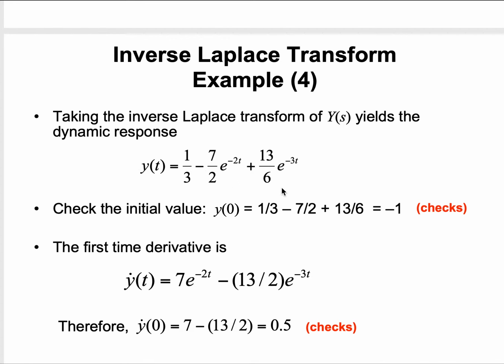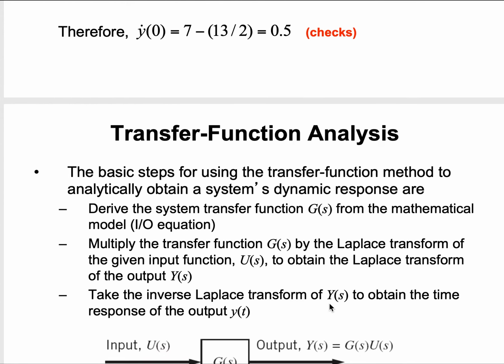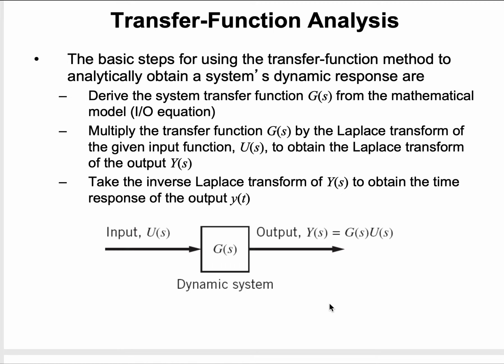We finally check whether these are correct. Substitute the initial value, it is -1. So this is correct. For the first time derivative, the initial value y dot 0 is also given. So check whether this is correct. So it checks.